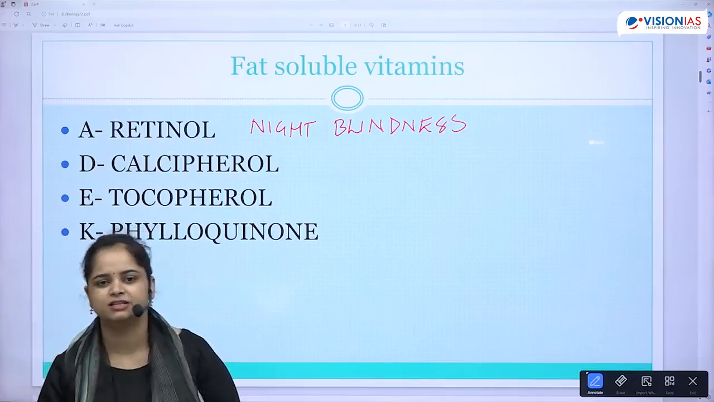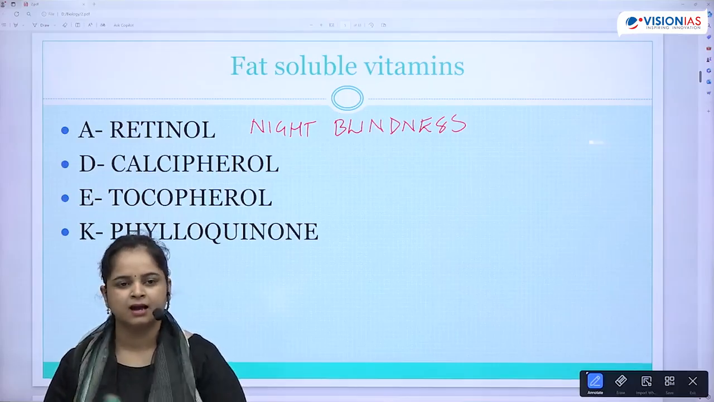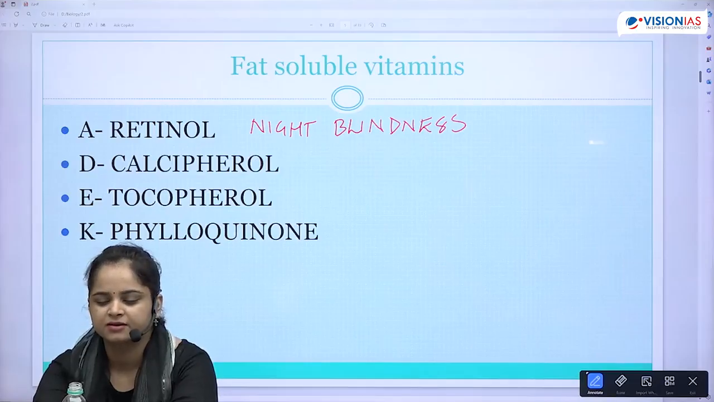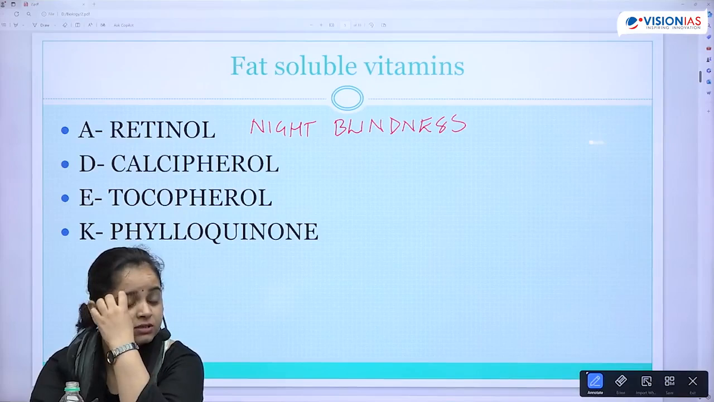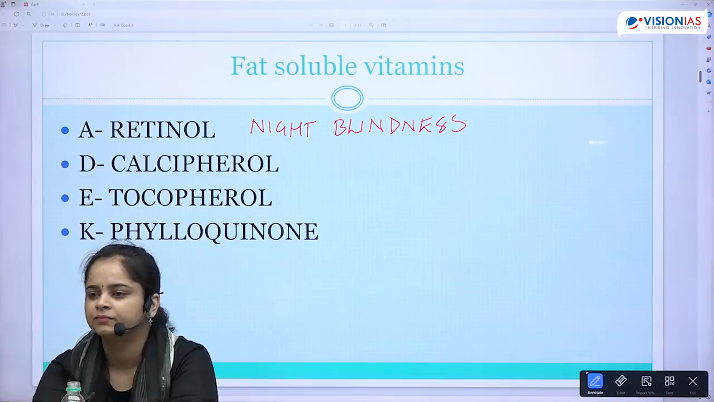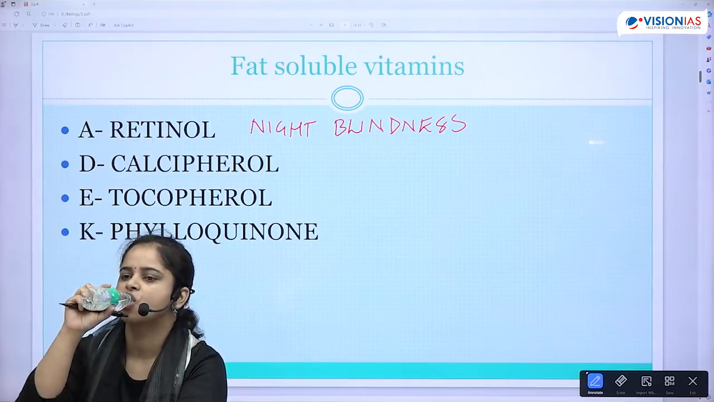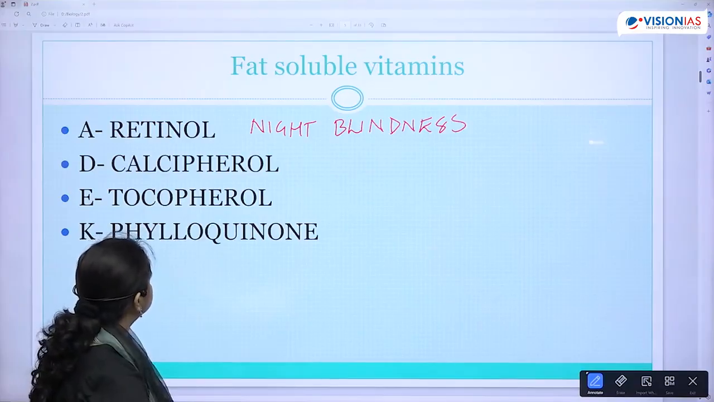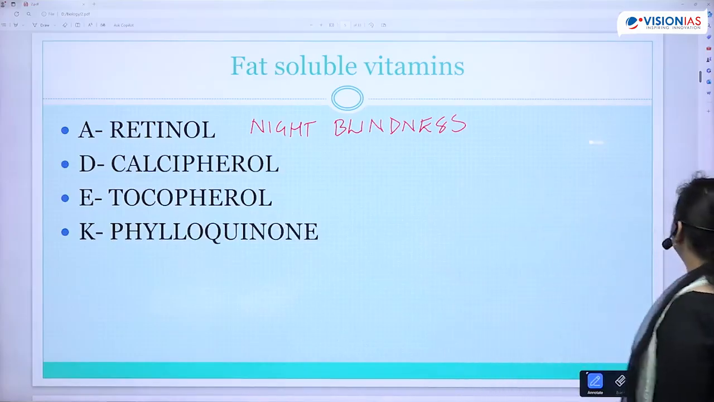Then you have vitamin D, calciferol. What are the sources of vitamin D? Yes, sunlight. Specifically it's dark skin which is going to be producing it. So you can write exposure of the skin to sunlight for vitamin D source. Now this vitamin D is very important for our bones.